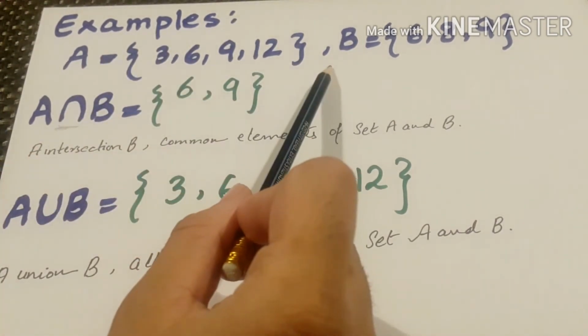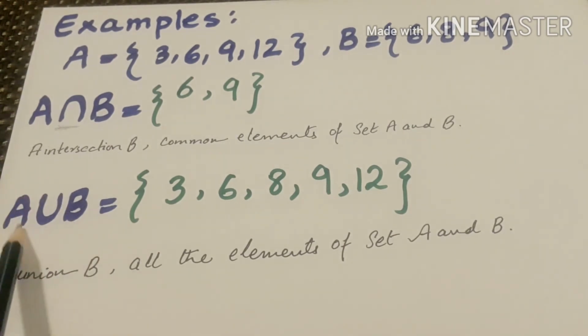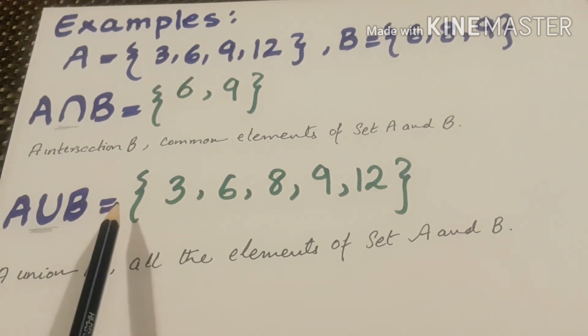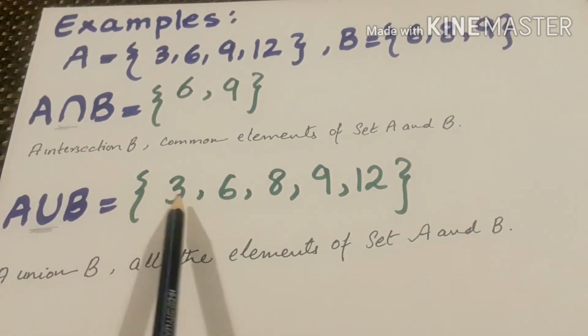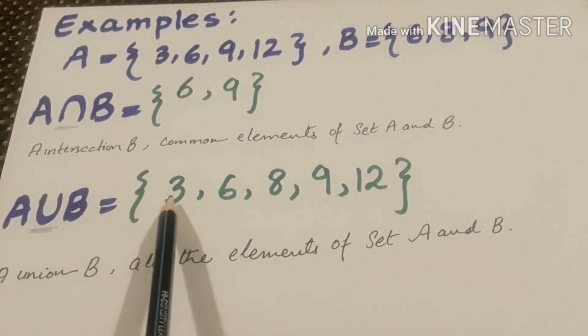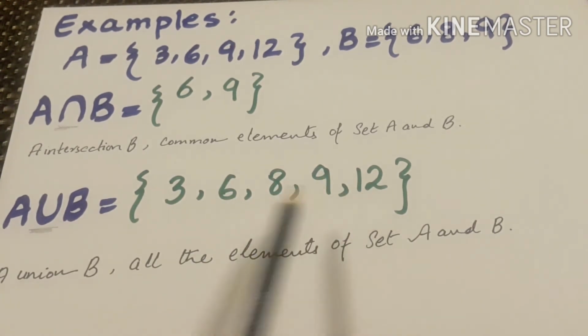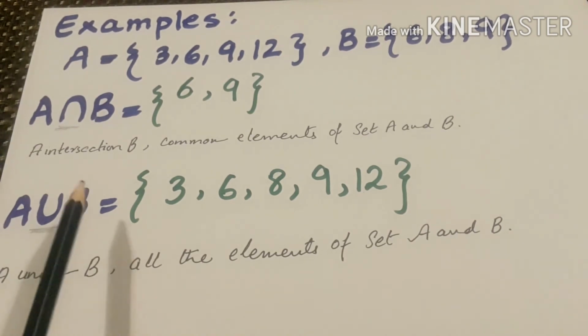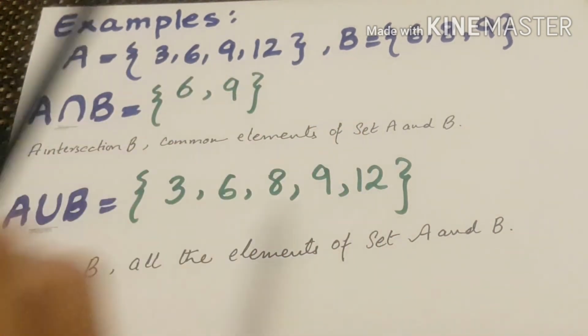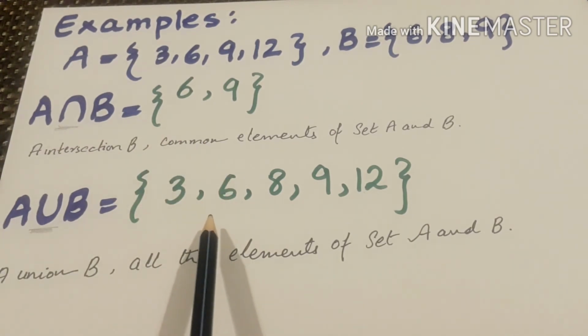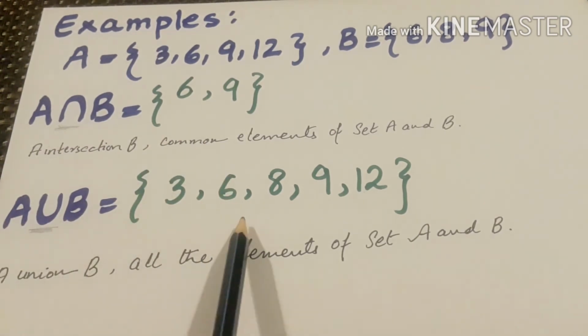Now A union B. Remember the sign of union? Union means we have to write all the elements, but we don't have to repeat the elements. Now, A union B is equal to 3, 6, 8, 9 and 12. So we have written all the elements from set A and B, and the elements that were common we write once in the A union B set.